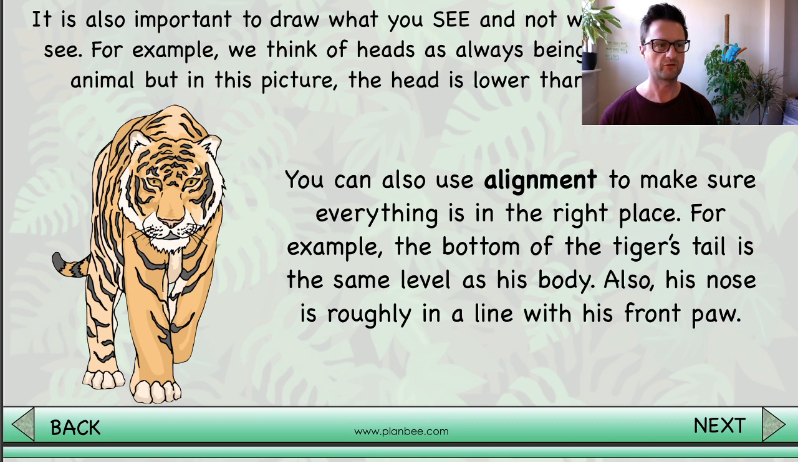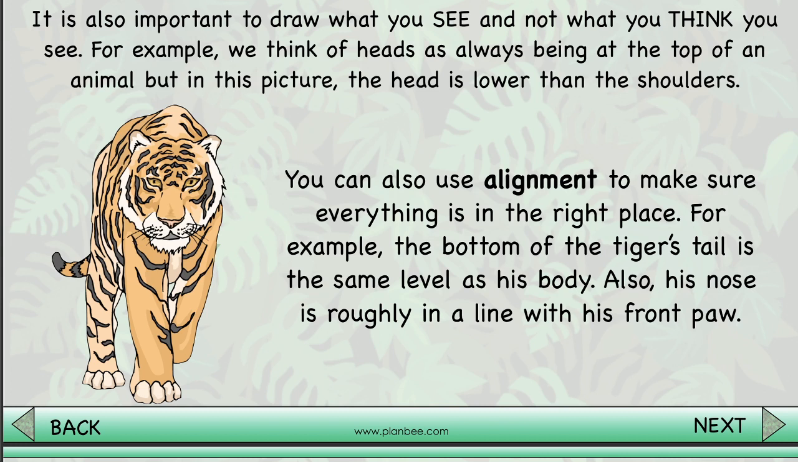I'm going to disappear off the screen for a moment here. There we go. It's also important to draw what you see and not what you think you can see. For example, we think of heads as always being at the top of an animal, but in this picture, the head's actually lower than the shoulders, isn't it? The tiger's head is below its shoulders there. Depends on how you look at it.